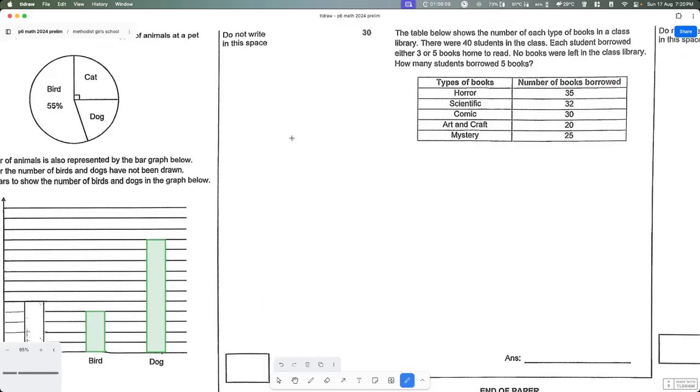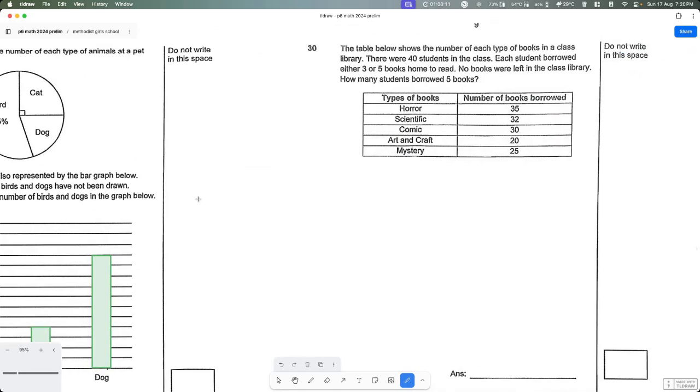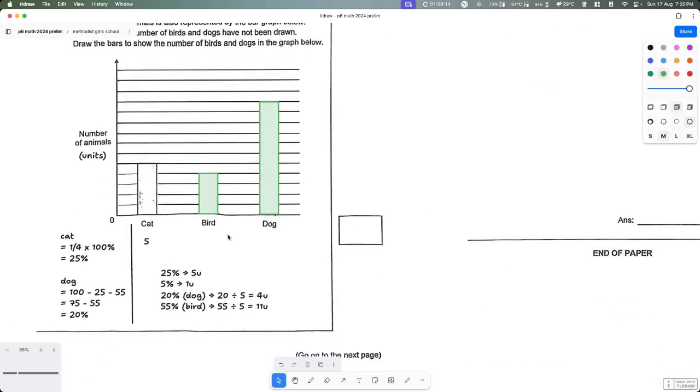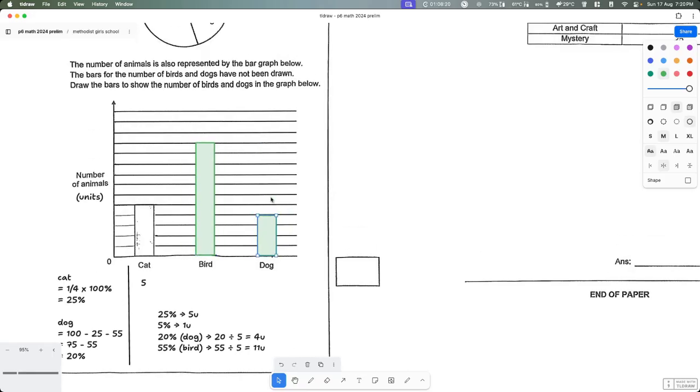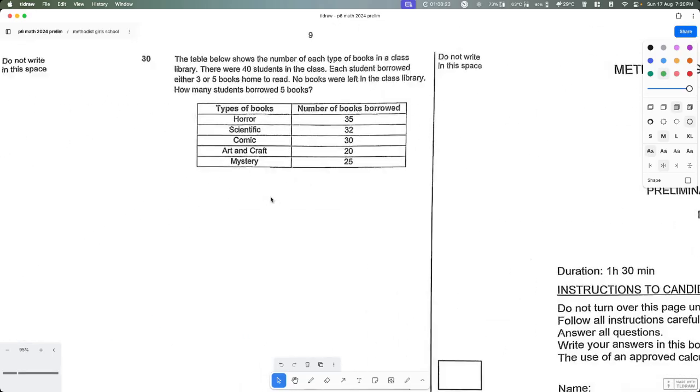Great. That's it. Wait. Let me double check. Oops. The bird is 11 units. Okay. So sorry. This one. Okay. All right. Let's move on to last question.